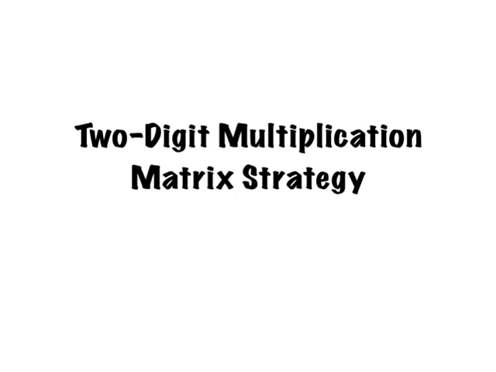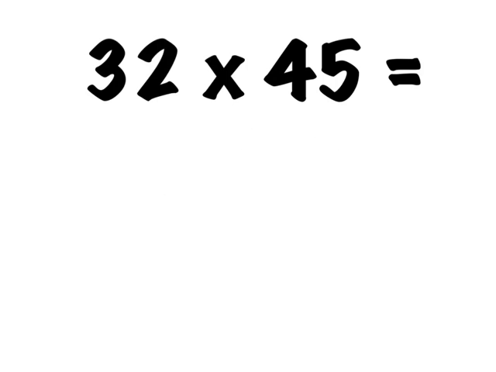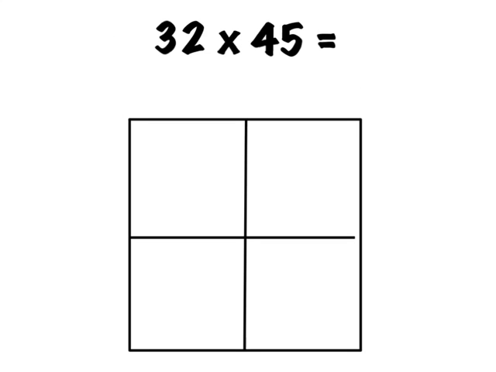Today we're going to solve two-digit multiplication problems using the matrix strategy. We'll start with the problem 32 times 45. When multiplying a two-digit number by another two-digit number, I'll need to first start with a box that has 2 rows and 2 columns.